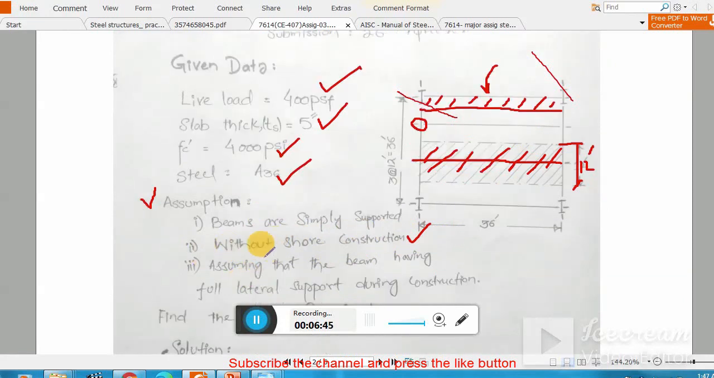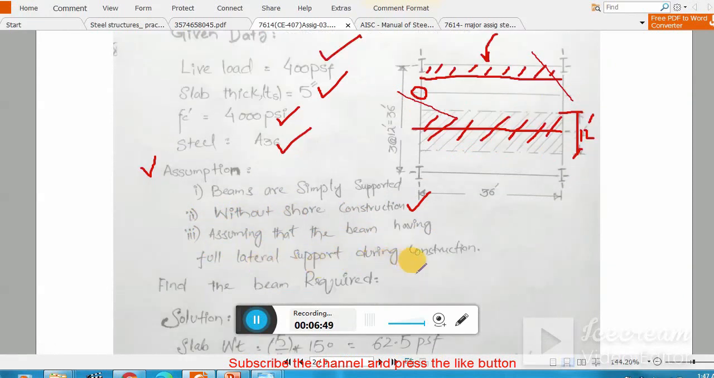So you need to watch those videos. Assuming that the beam has full lateral support during construction. It is also an assumption, and I always explain these terms in those lectures. What does it mean? Okay. So basically find the beam required.